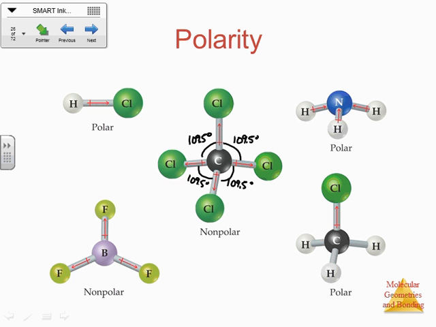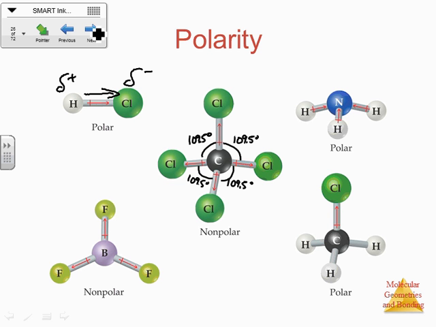So you look at this HCl right here. Obviously not symmetrical. The chlorine's going to pull the electrons away from the hydrogen. That gives this an overall negative and an overall positive dipole. So there is a negative and a positive end to that molecule.